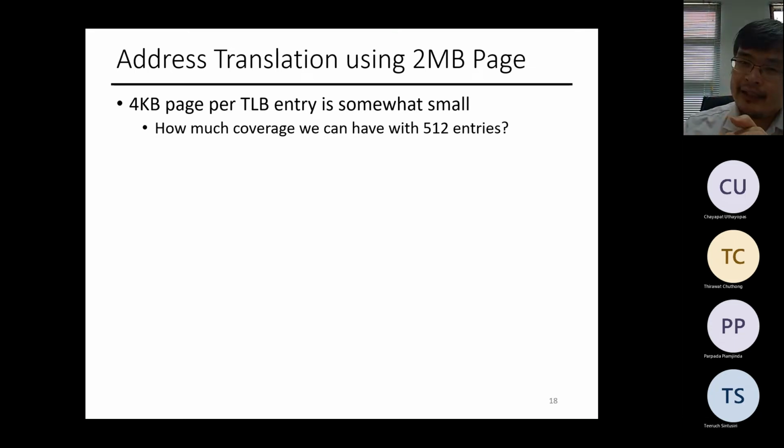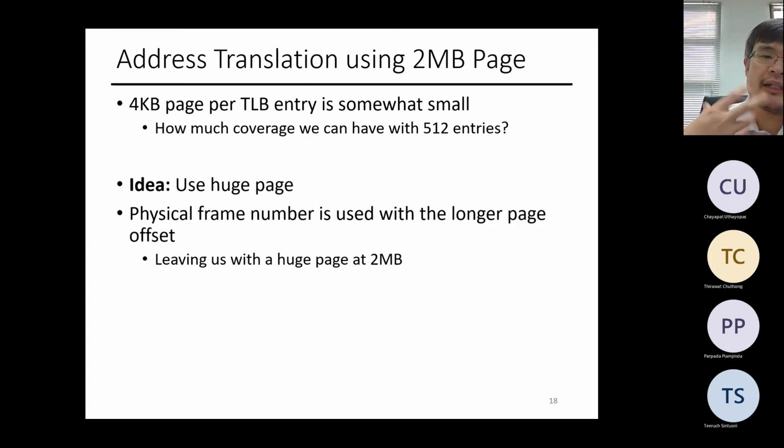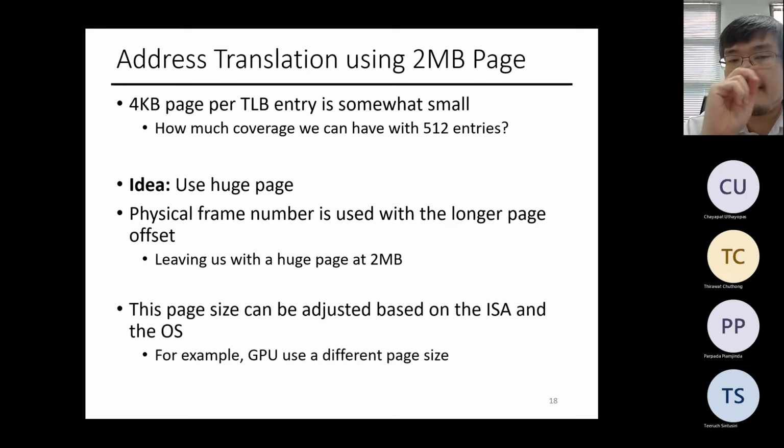Modern day computers like Linux also have a different solution called huge page, which has a concept of physical frame number. The physical frame numbers basically cover a much bigger range. Usually with the OS right now, you cover a range of like 2 megabytes, for example. And then the page size can be adjusted based on the ISA or the OS. For example, the GPU would use a different page size. I think in modern day GPUs, some of them use 64 kilobytes, some of them use 16 kilobytes, depending on some fine tuning optimization for each of the graphic cards that you buy.